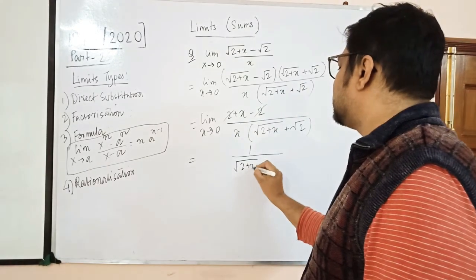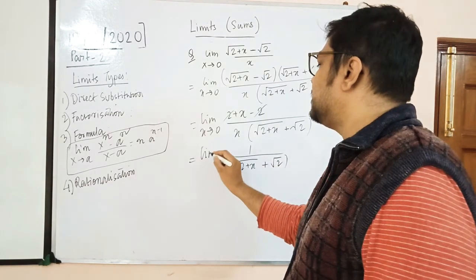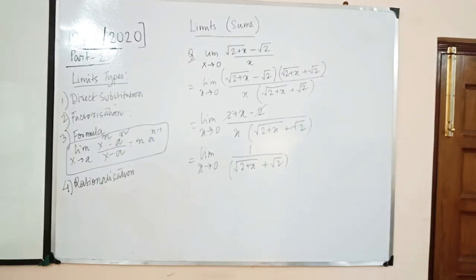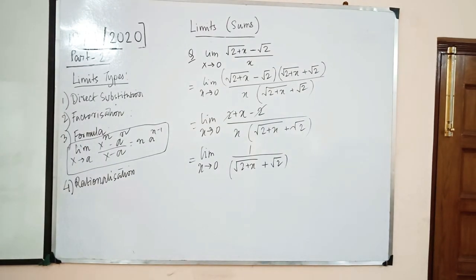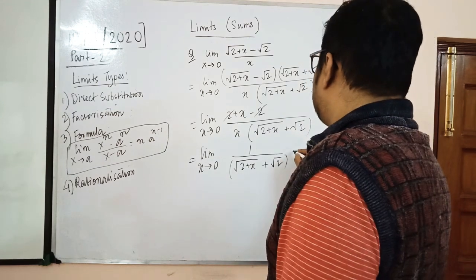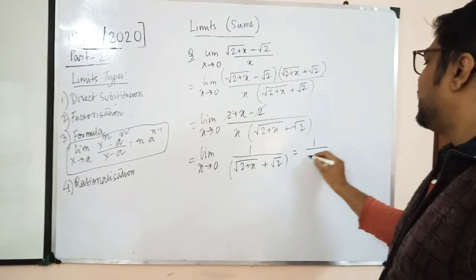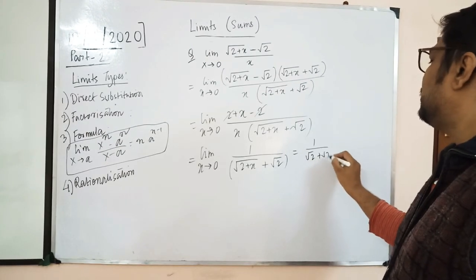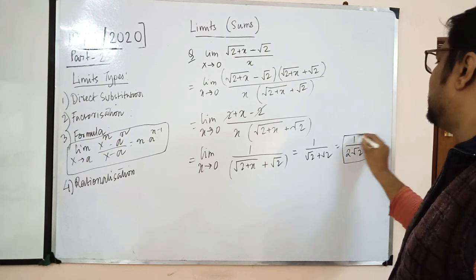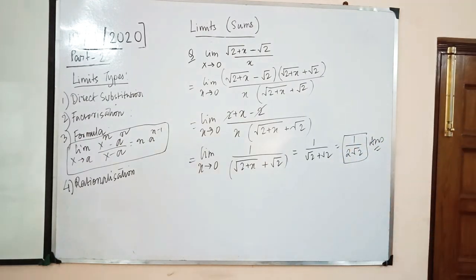2 plus x and root 2 over here. Still we need to write limit x tends to 0. Why, you know? Because x is present in the sum still now. And this will be, you put x equals 0, so 1 by root 2 plus root 2, you get 1 by 2 root 2. So this is the answer of the sum.